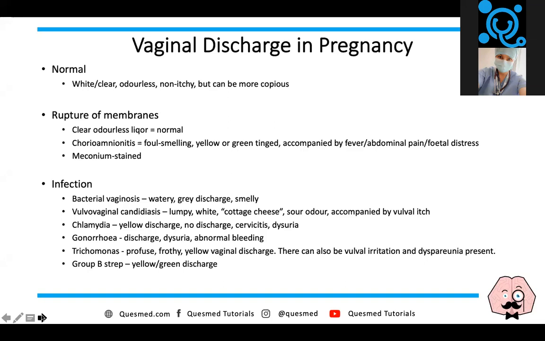STIs are obviously a common thing in pregnancy as well. Chlamydia, gonorrhea, these may or may not cause discharge. They may or may not cause abnormal bleeding in pregnancy. And other STIs such as trichomonas, that typically produces that frothy yellow discharge.